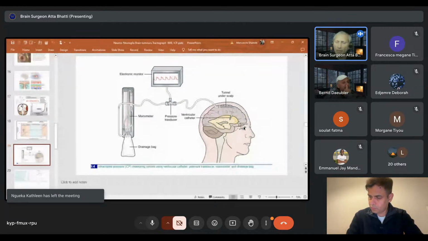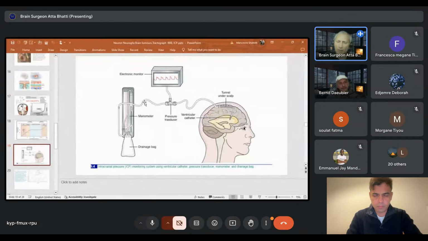So the cost of this system is high, so we don't see it. The cost of the whole system, the cost of the monitoring capabilities and sophisticated ICU. That's the difference between a level 1 major neuro ICU and the ICU where we don't see these things. I hope you got that.